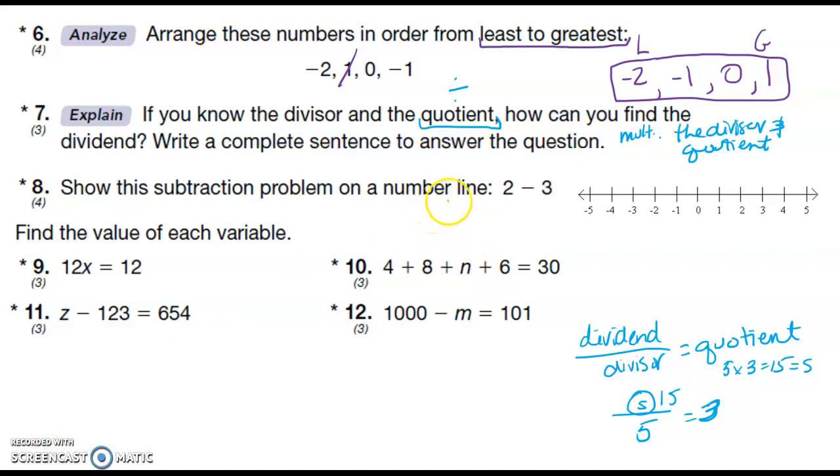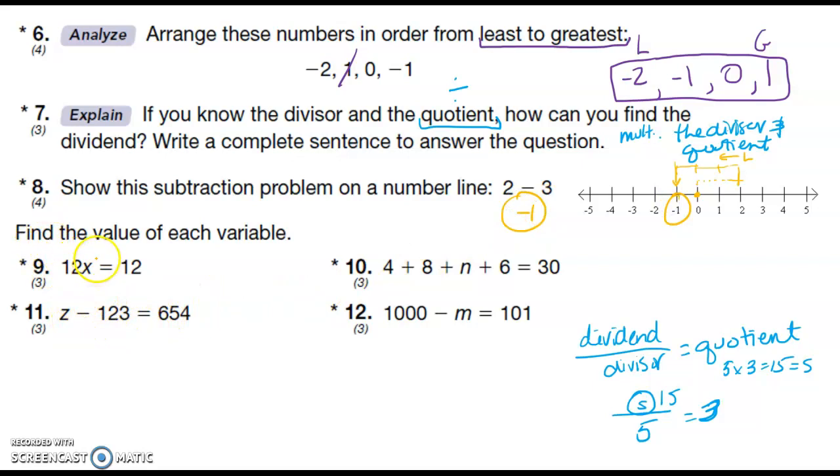This says show this subtraction problem on a number line. Again, I want to reiterate that I'm not a big fan of the number line subtractions. I think that you guys have a better way of doing this, but I'm going to show you how to do it in case it helps somebody in the class. So we always start at 0, and we're going to go to 2, which is right here. And then since we're subtracting, we go to the left. So we're subtracting 1, 2, 3. So this is my answer, -1.